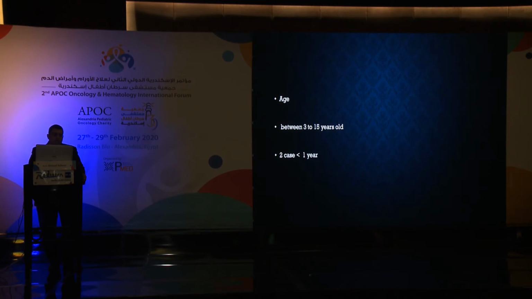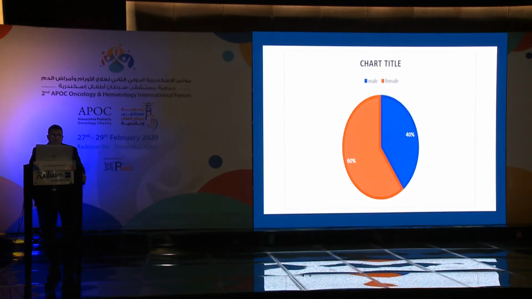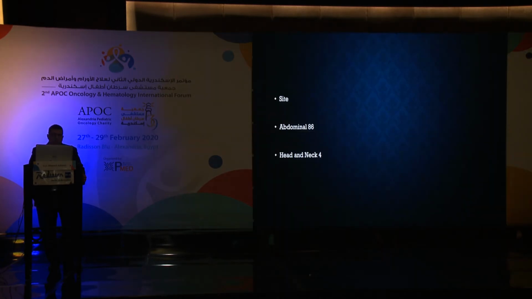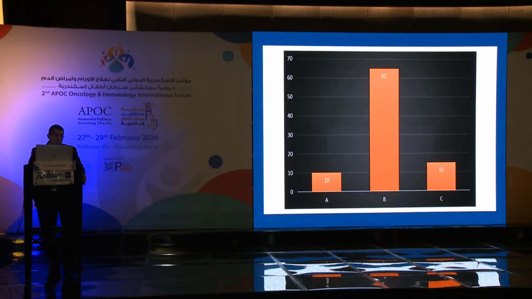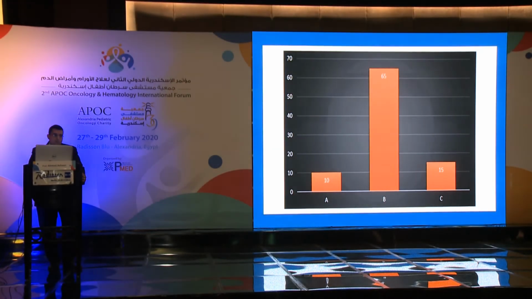For our patients, the age range is between 3 and 15, with 2 cases less than 1 year. For gender distribution, 60% are female and 40% are male. The site is mainly abdominal. We have only 4 head and neck sites. Most of our cases are Group B. We have 15 cases in Group C, 5 of them Burkitt leukemia, and 10 of them presenting with bone marrow involvement.